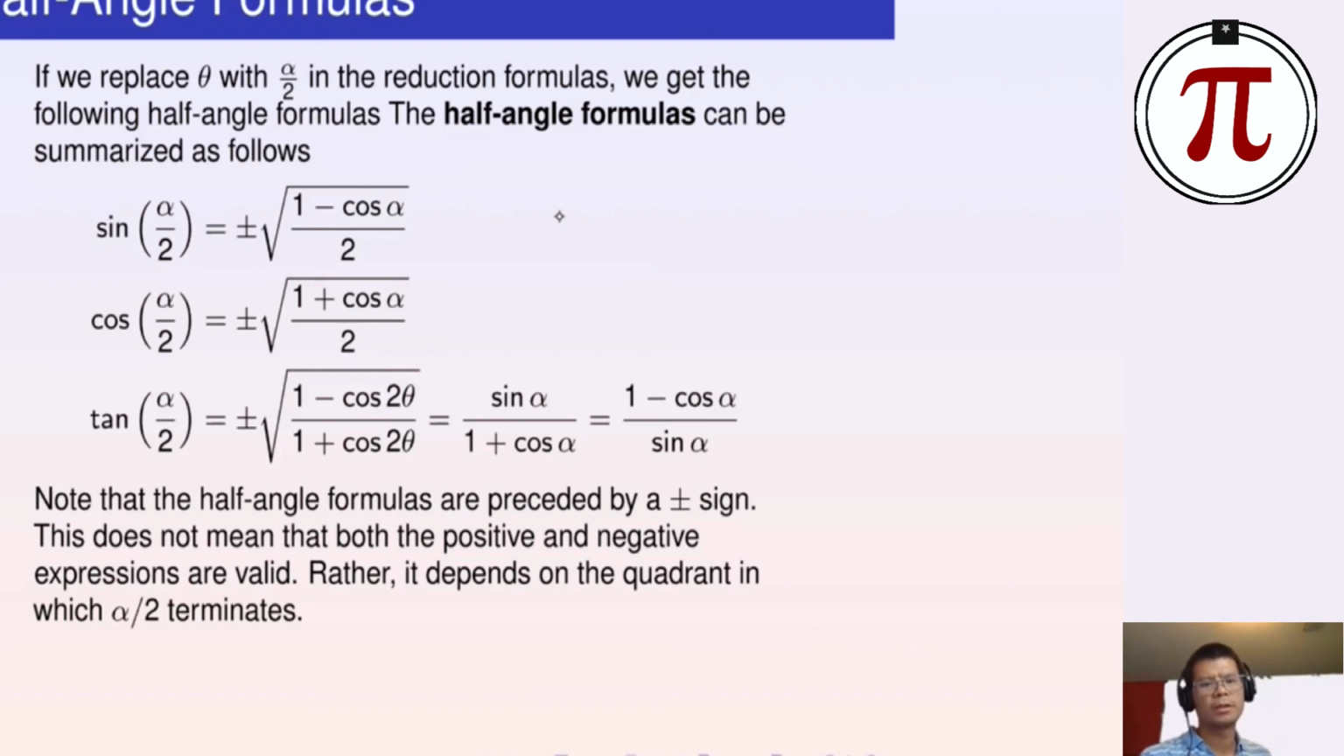Half angle, right? Tangent alpha over 2 is going to be plus minus square root of 1 minus cosine alpha, sorry, over 1 plus cosine alpha. All right, 1 minus and plus.